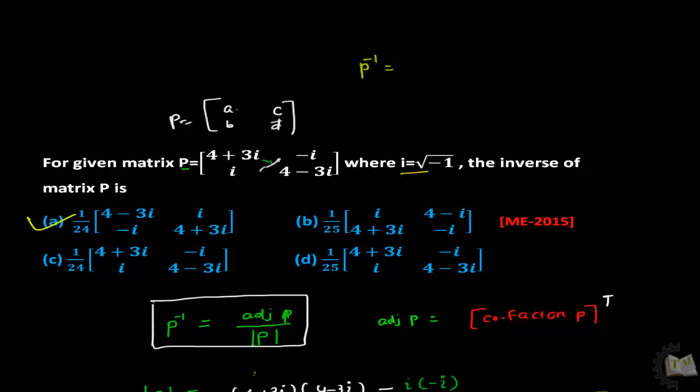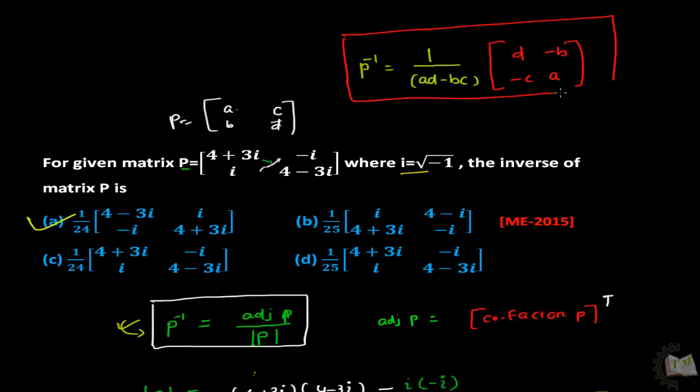If we find the inverse of P, it is very simple. Same formula, but we need not calculate these things. Just put the values of a, b, c, d in the direct formula, and it will be 1 divided by ad minus bc, into d, a, minus b, minus c. If you remember this formula, then the calculation will be very easy. This is the shortcut method, and you will get the same answer.